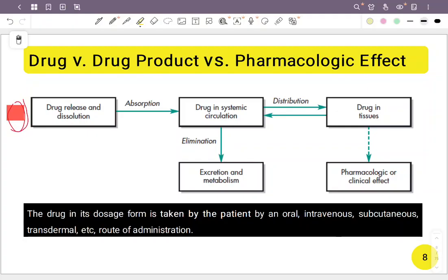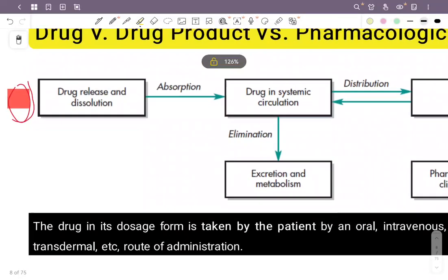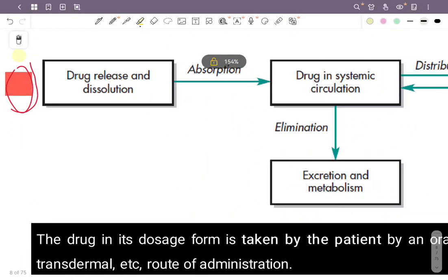So, let's start here kanang naay nakalingin dira nga red na box. So, that point is our administration or intake of drug na point. So, in this point, the drug in its dosage form is taken by the patient by an oral, intravenous, subcutaneous, transdermal, etc. route of administration. So, dinhian na to nga point makita si drug product.